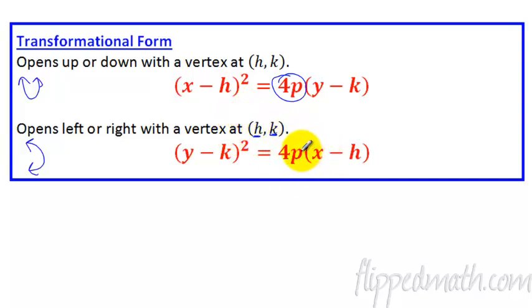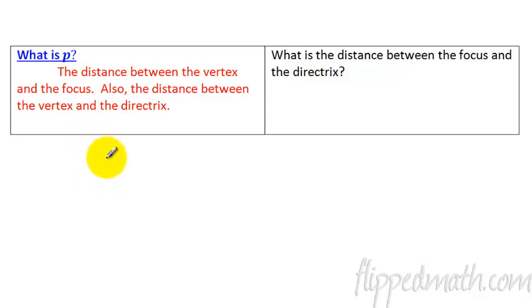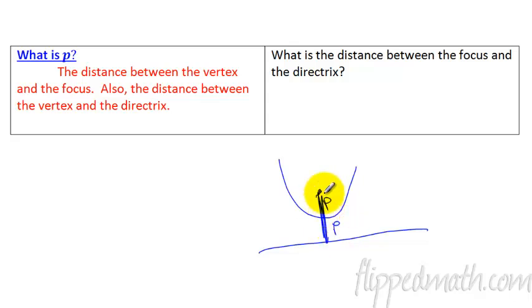And again, you have the 4p. If the front is negative, that's how you know if it opens left or down. If the front, this leading coefficient here, is positive, then it either opens up or opens to the right. So get those down if you don't have them yet. And what is p? We've already talked about this. It's the distance between the vertex and the focus. It's also the distance between the vertex and the directrix. What is the distance between the focus and the directrix? So what I'm talking about here is you have some focus, you have a directrix, some imaginary line. What is that entire distance? Well, if it's a p there and a p there, the entire distance is 2p.